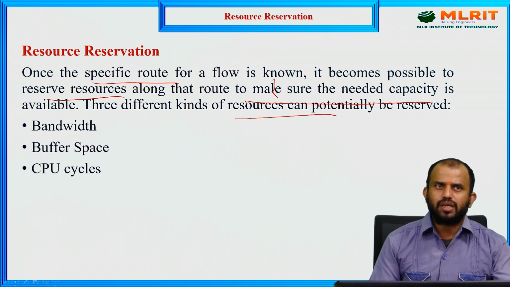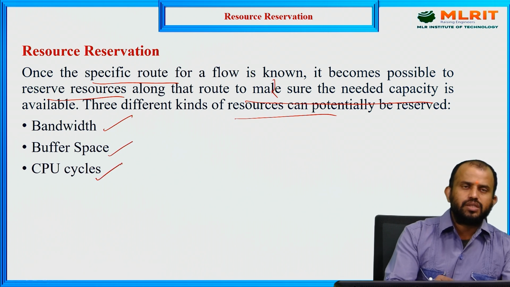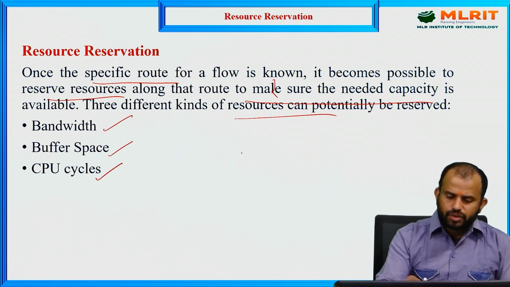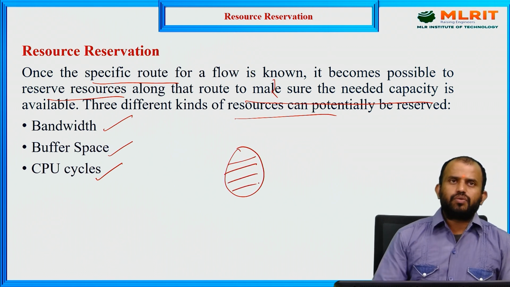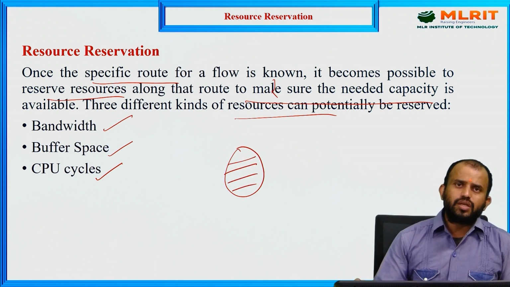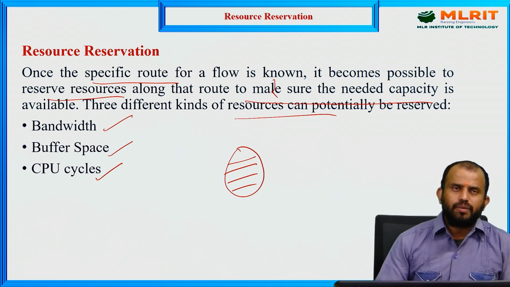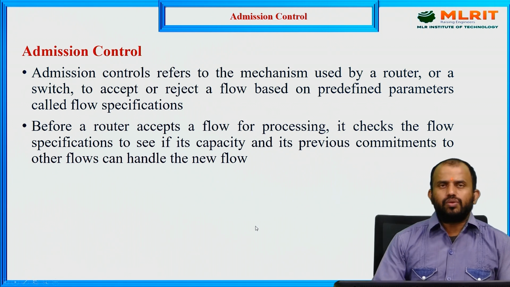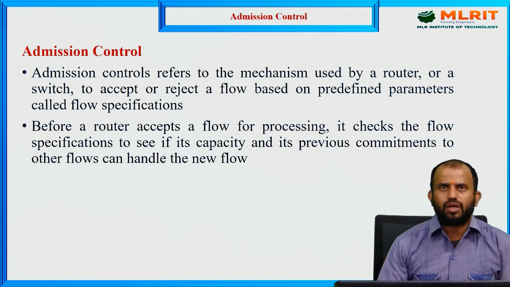There are three kinds of resources. We can understand them. The first one is bandwidth, the second is buffer space, and the next one is CPU cycles. So in resource reservation, we have to store the parameter values and reserve the resources, that is bandwidth, buffer space as well as CPU cycles. While understanding resource reservation, first we have to understand the admission control policy.